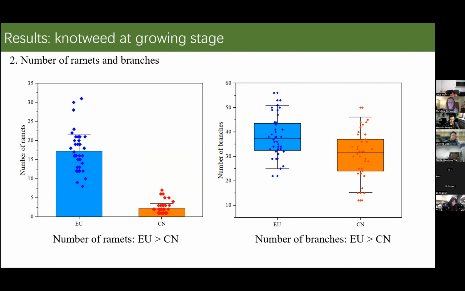The number of ramets is similar to above. The European ramets number is larger than the Chinese population. This result is similar with the branches.